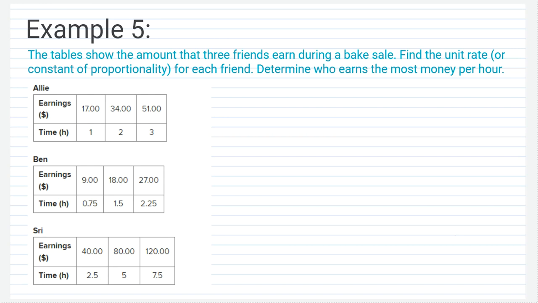There's one that's already in the table for us. So with Allie's, we actually have that situation where we have our unit rate already given to us. It's $17 per hour. So we don't have any extra math to do there. And then we can just say that means K is equal to 17.